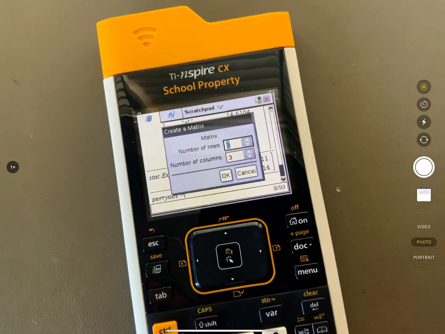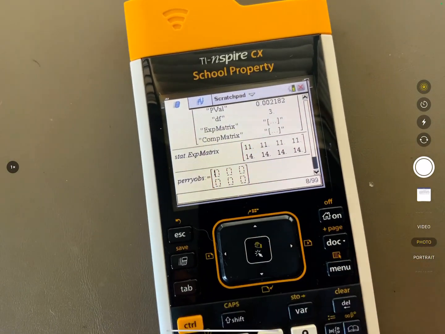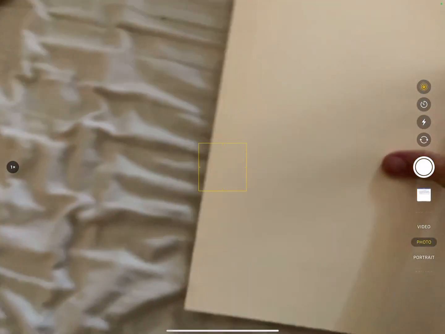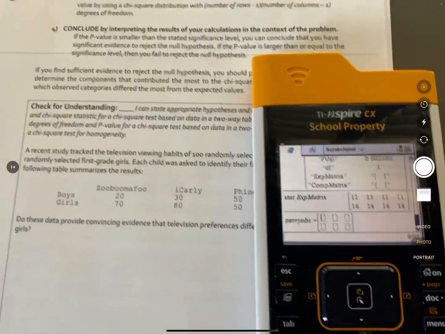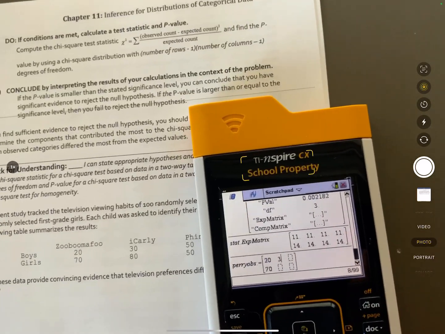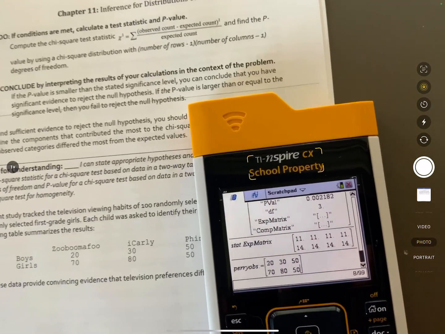All right, we had 2 rows and 3 columns. So I use my tab to navigate. Okay, so now I need these values. Now I have this printed out. Let's see, hold on. I don't want to go back to my online one. Okay. Beautiful. There it is. There are those values. So we want to put these in our calculator. Okay, 20, 70, 30, 80, 50, 50, enter.